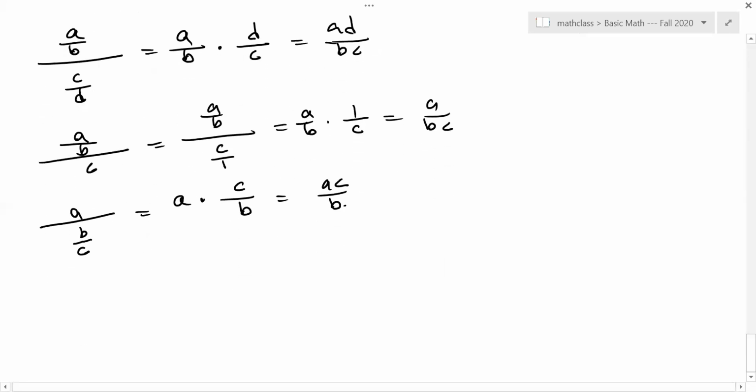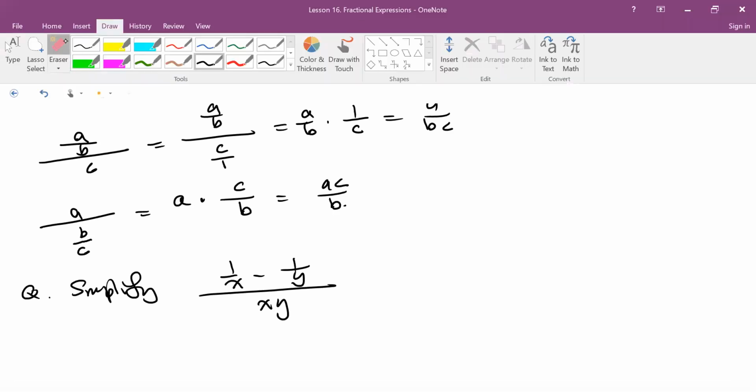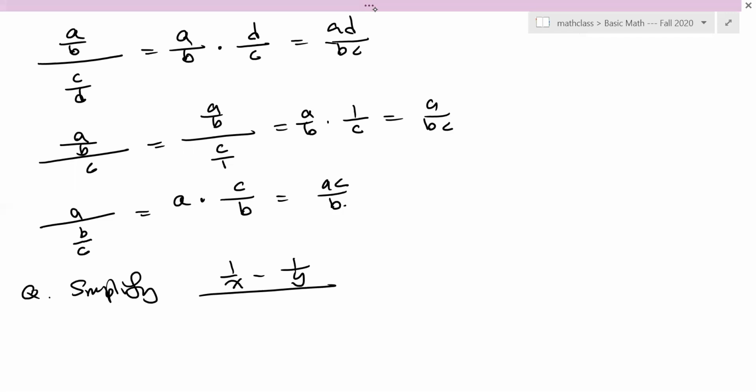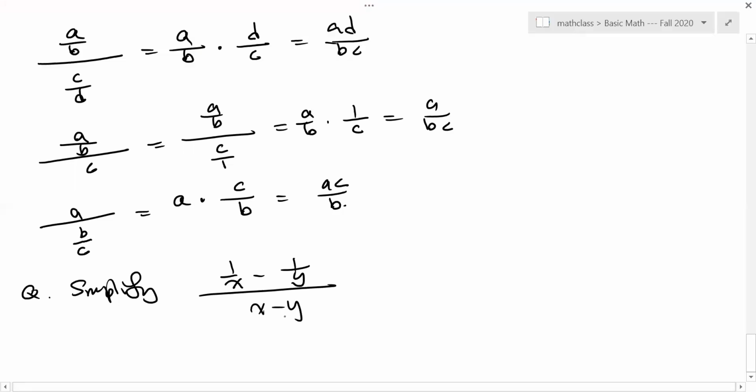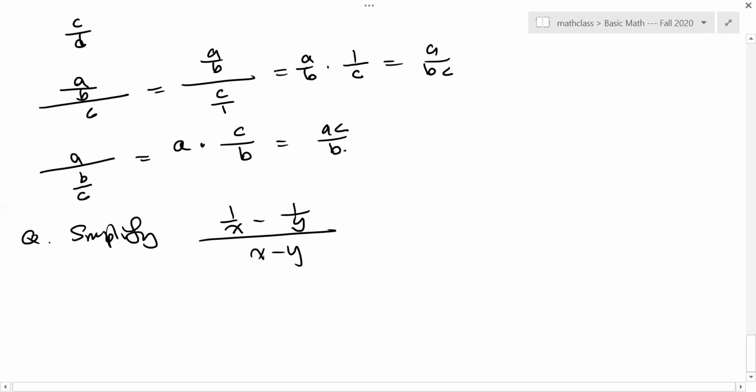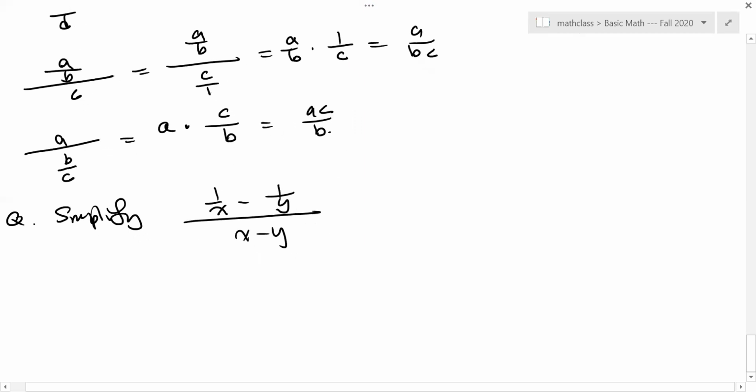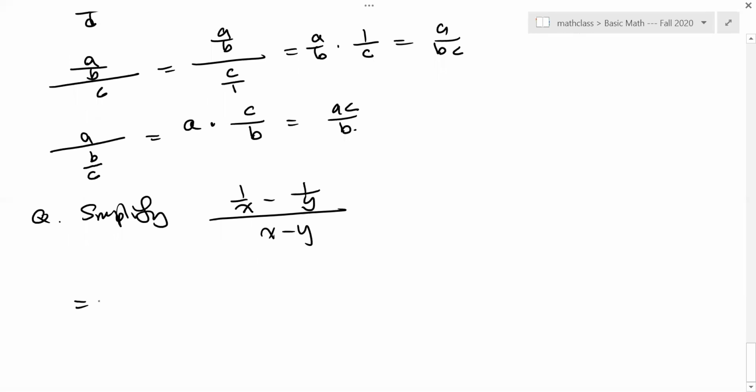Okay, so now it's time to do the next problem, simplifying: 1 over x minus 1 over y, over x times x minus y. Okay, so let's try to simplify this. I'm going to show you how to do this part first, then I'll let you do some other similar problems. All right, so first of all, let's work on the numerator.